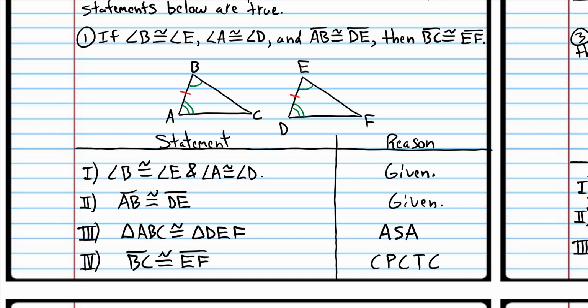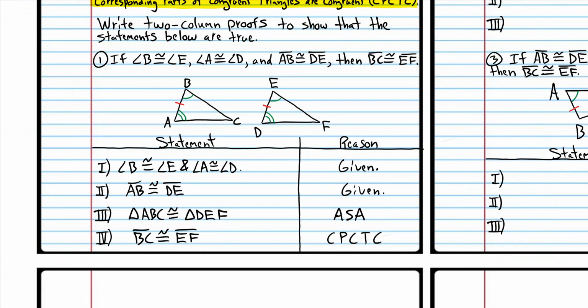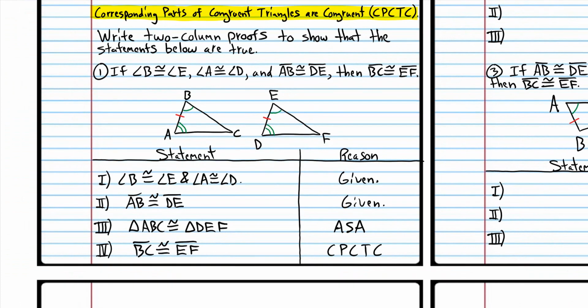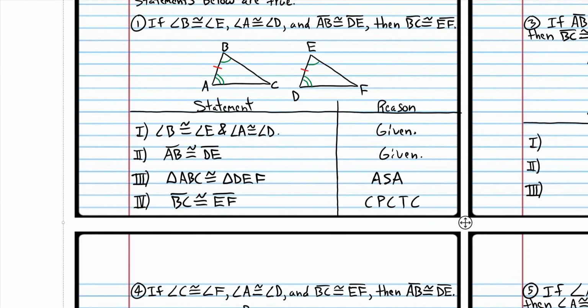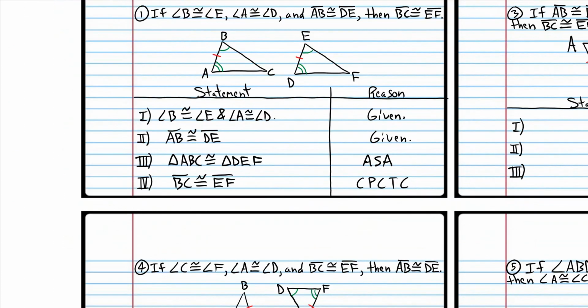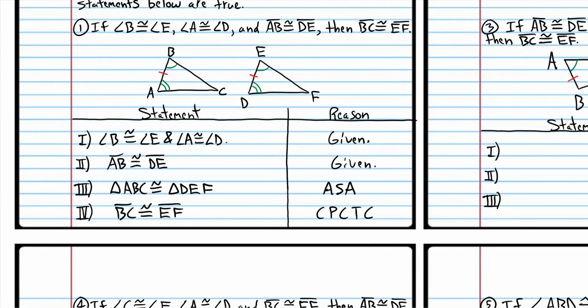Now again, the most important thing to understand is that you only use this after you have proven that the triangles are congruent. So we prove that the triangles are congruent, and then we can use CPCTC. Don't use CPCTC before you prove that the triangles are congruent. So CPCTC is like stating a definition. One thing that you could say is it's just the definition of congruent triangles, but that's not really enough.